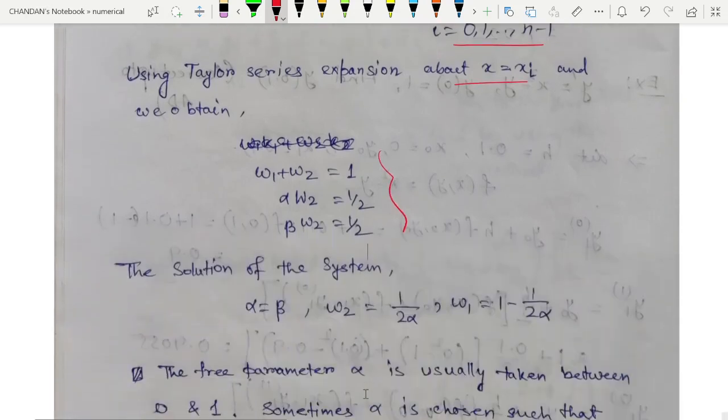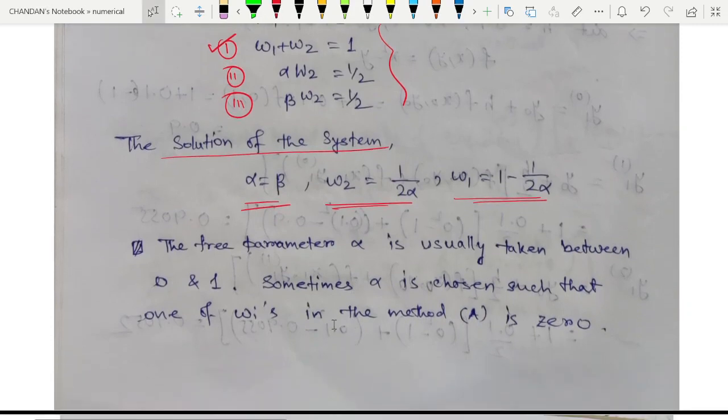So the relations are: w1 plus w2 equal to 1, number 2 is alpha w2 equal to 1 by 2, and number 3 is beta w2 is again 1 by 2. Now if we solve this system, the solution is alpha equal to beta, w2 equal to 1 by 2 alpha, and w1 equal to 1 minus 1 by 2 alpha.